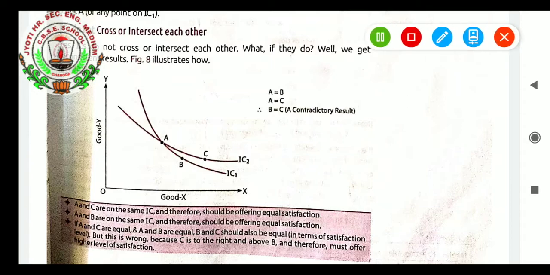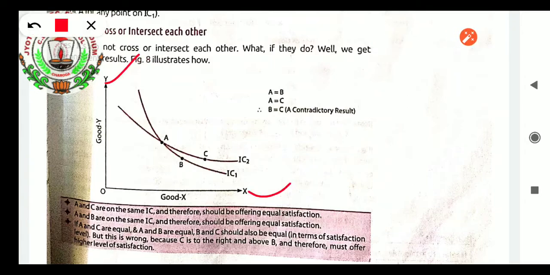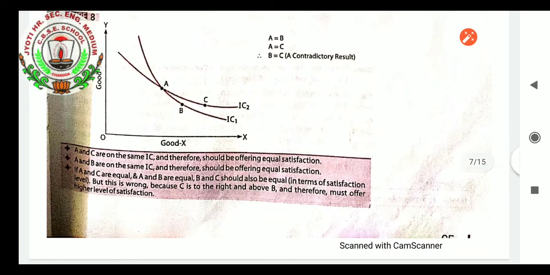Here is a graph. Again, the Y and X axes are there, with 0 as the initial point. Good Y and good X, the same graph we made earlier. Here is one line and the other line is intersecting it this way, meaning the IC curves are intersecting. Let us see how. A equals B and A equals C, which is shown there. B equals C is a contrary result. A is intersecting both IC curves, IC1 and IC2. What is the result? A and C are on the same IC, and therefore should offer equal satisfaction. Same line.